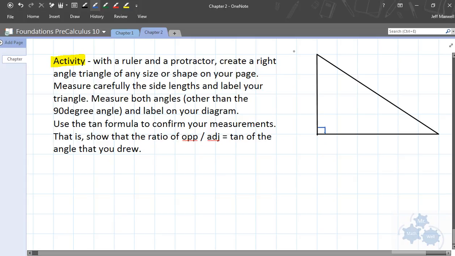What you need to do, take your ruler and measure. Start at 0, measure the length of this side right here, and label it in centimeters. Do the same thing for this side. Actually, you don't have to do the long side even. Do the same thing over here, label it. With your protractor, measure each angle.